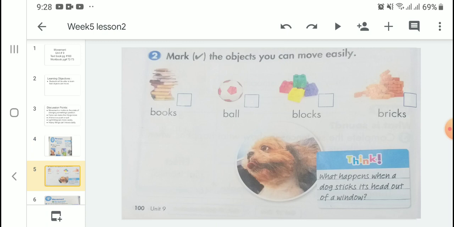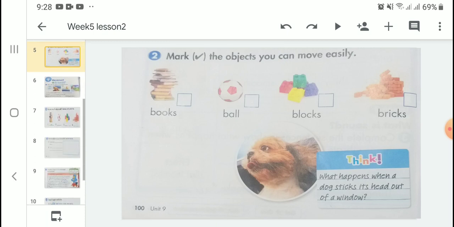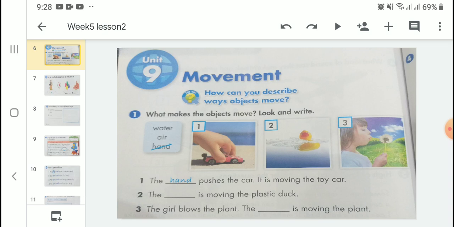First picture, a pile of books that are very heavy and not easily moved. So don't take it. Look at the second picture, a ball. It is easily moved, so mark a tick in the given box. Third picture, there are blocks. They are very light in weight and you can move them easily, so take it. In the fourth picture, you have seen bricks. They are heavy and not easily moved, so don't take it. Now students, open page number 72 of your workbook.